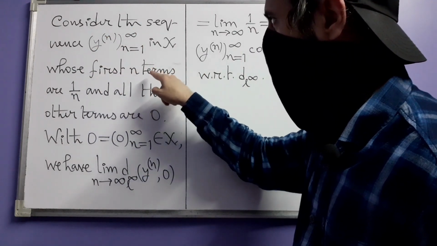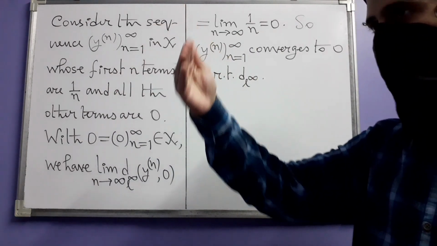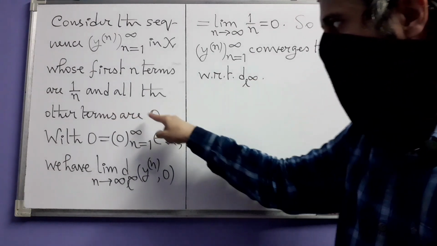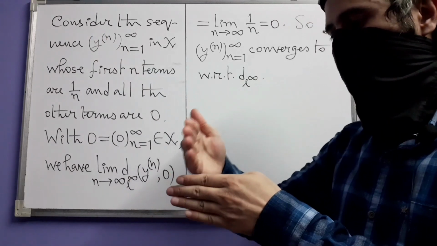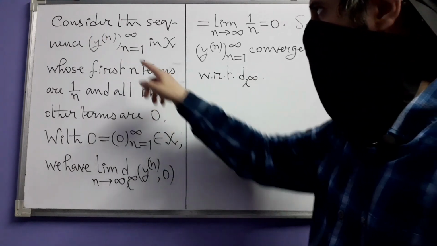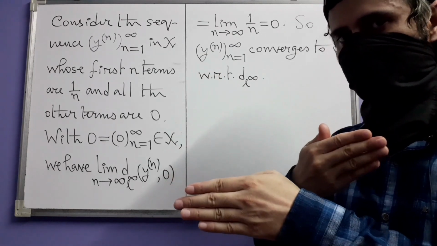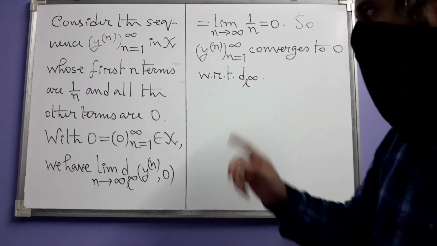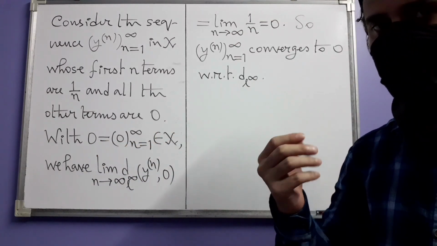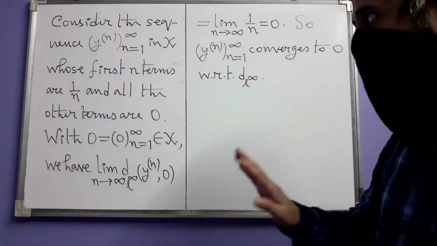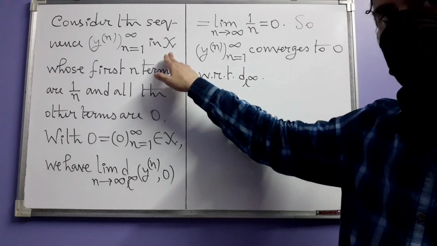That sequence has its first n terms equal to 1 divided by n. 1 over n, 1 over n, like that. And all the other terms are 0. For example, y1 would be 1, 0, 0 and so on. y2 would be 1 divided by 2, 1 divided by 2, and then after that zeros. Like that it goes. And let 0 denote the zero sequence, all of whose terms are 0. You can clearly see that all these sequences yn will be in X.